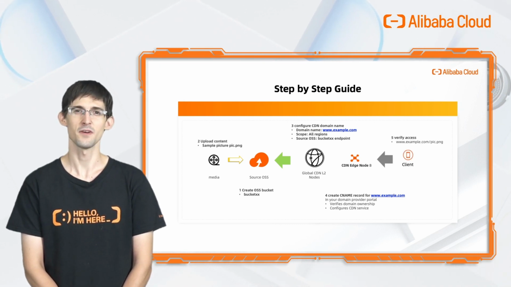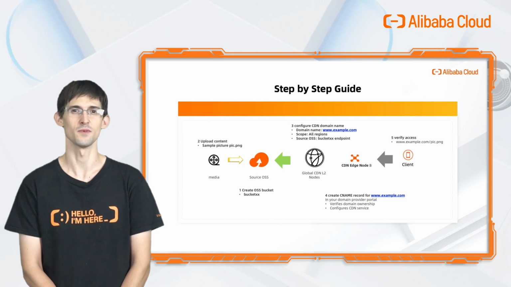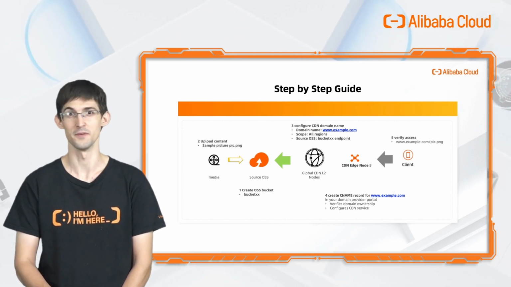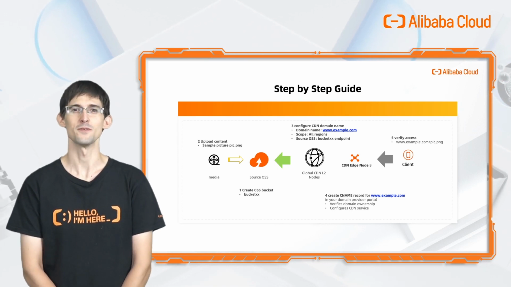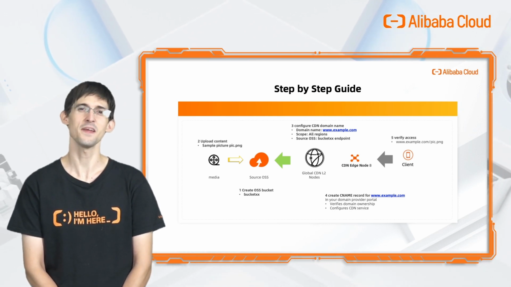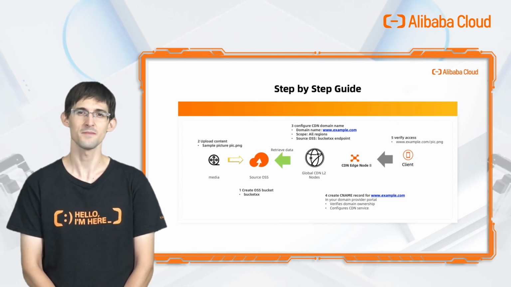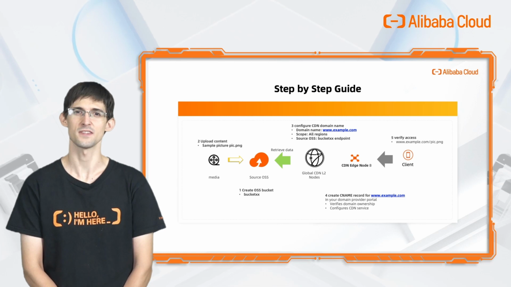Now, we are ready to verify access from a client using the original domain name with the file name. The GET request goes to www.example.com, which is resolved to the CDN service domain name. The CDN service will retrieve the data from the OSS bucket and cache it to serve future requests.